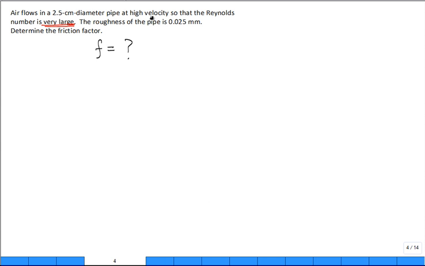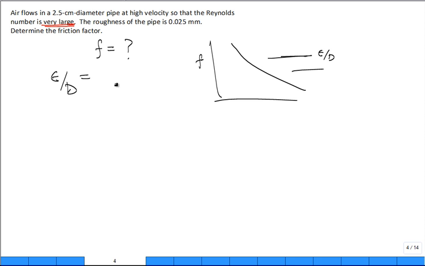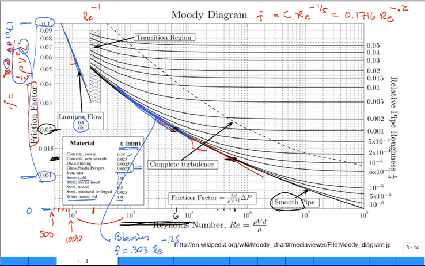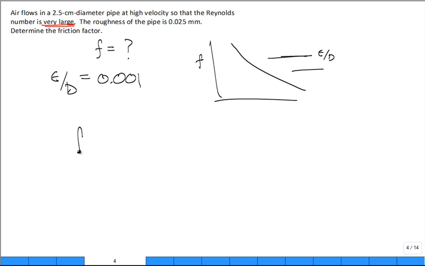Okay, so since it says that the Reynolds number is very large, you have in your mind that image of the Moody diagram. It's out in this region where it's flat, the friction factor is only a function of the relative roughness. So we calculate the relative roughness and we find it's 0.001. Whatever Moody diagram you have in the textbook, you look for 0.001, that's that curve. Look out in this region, come across, and it's 0.02.